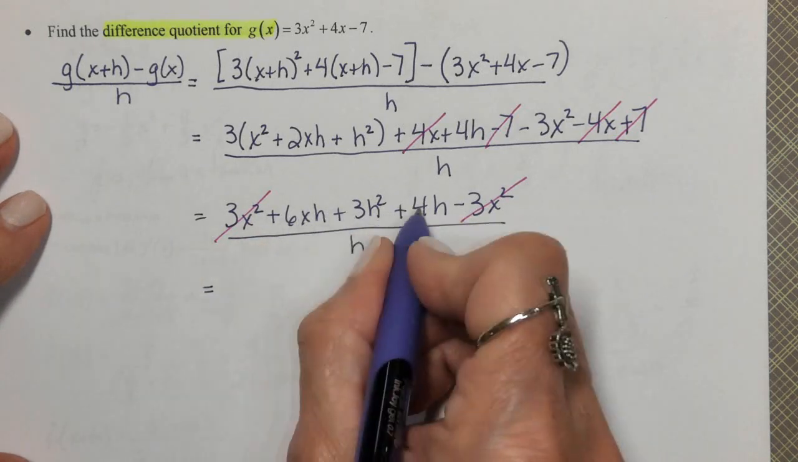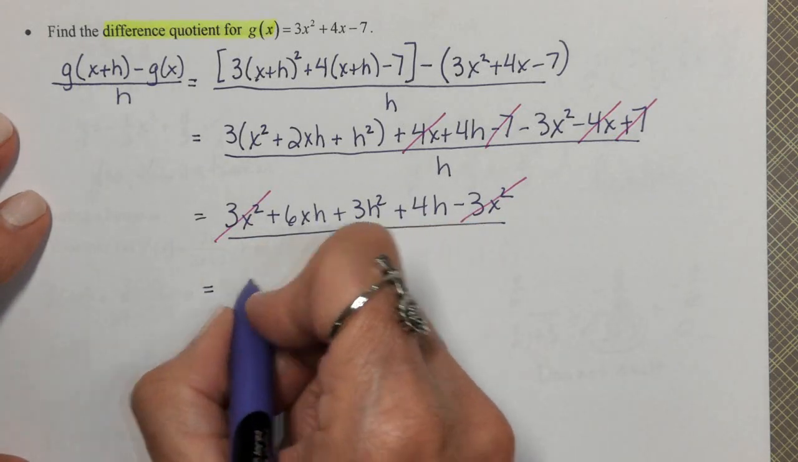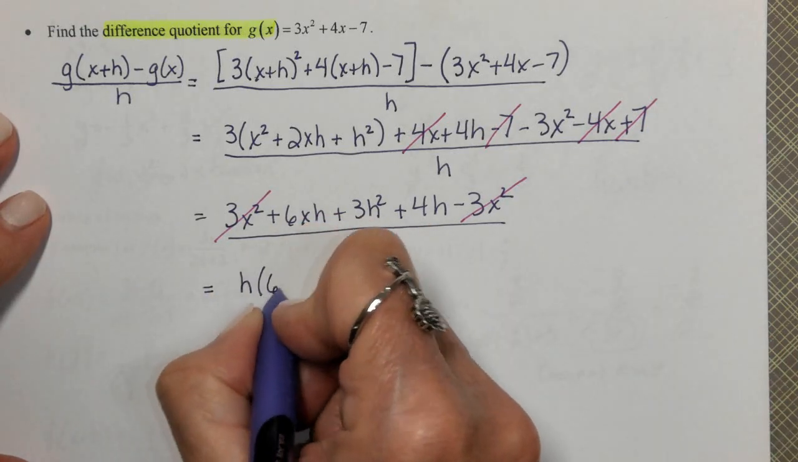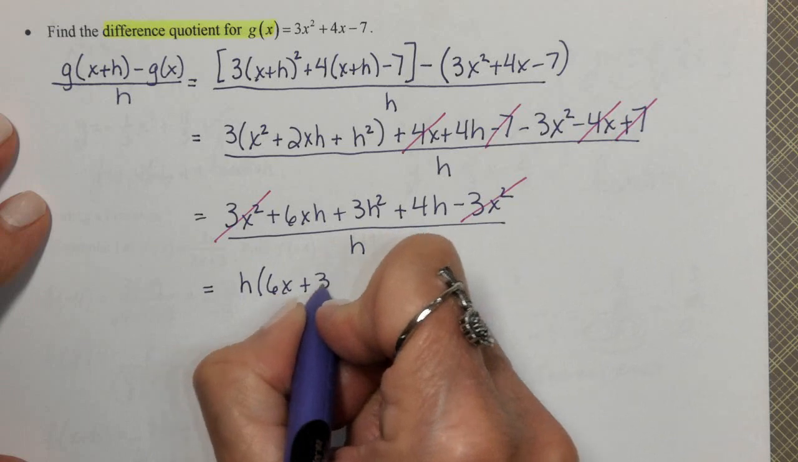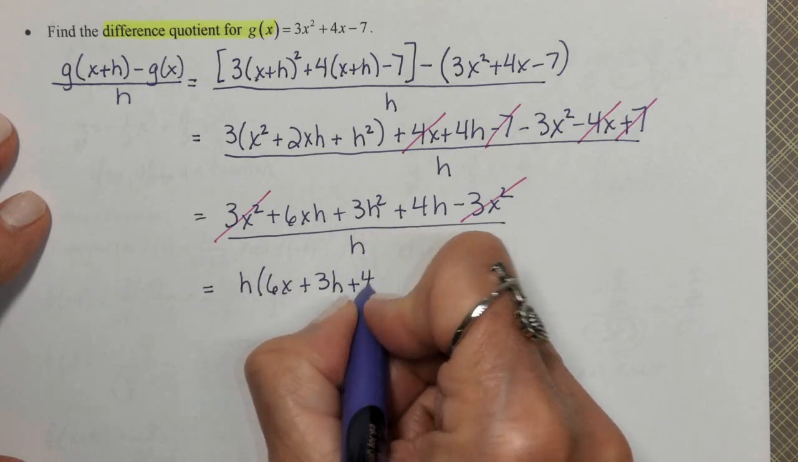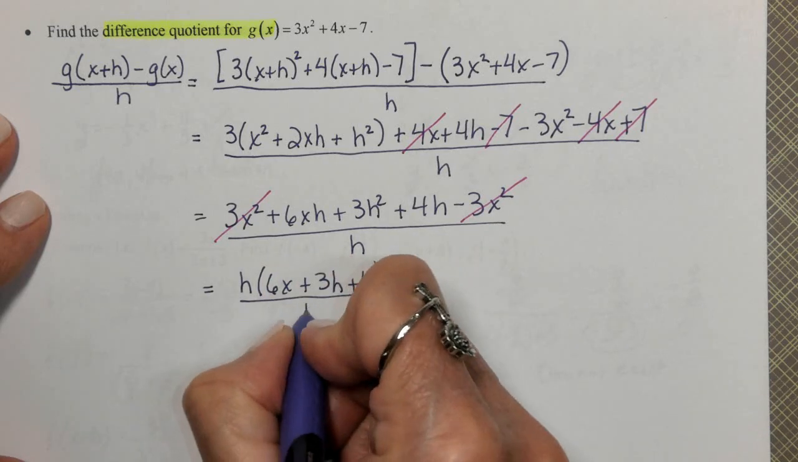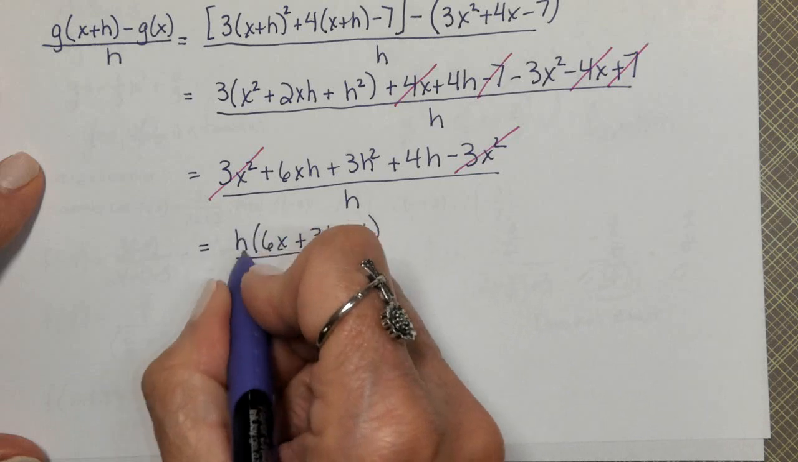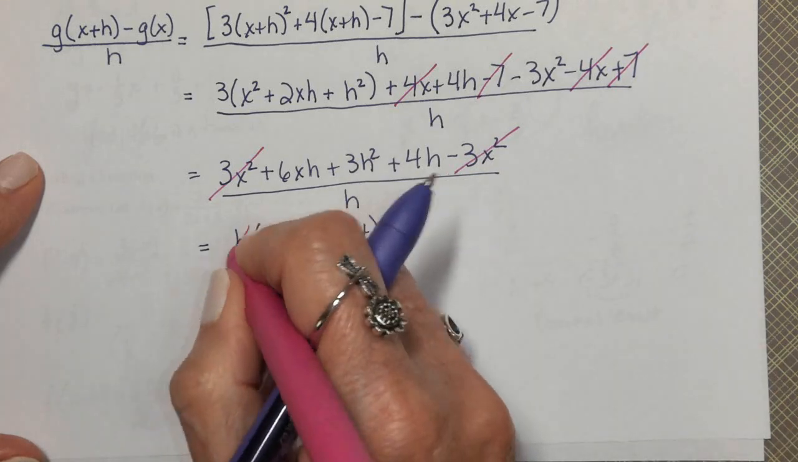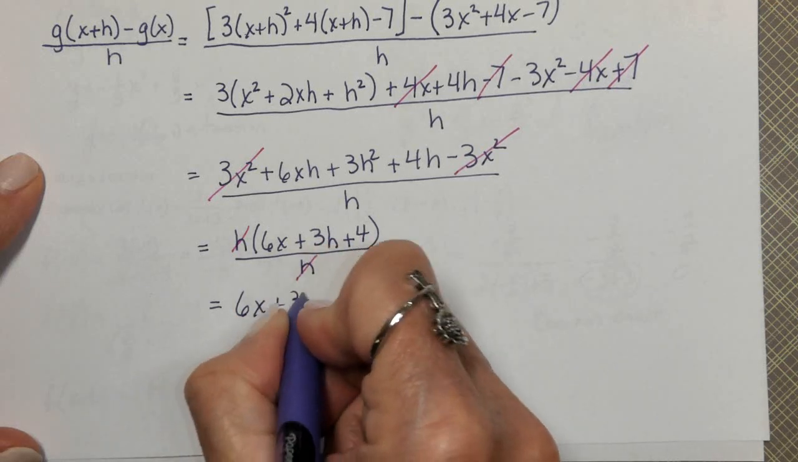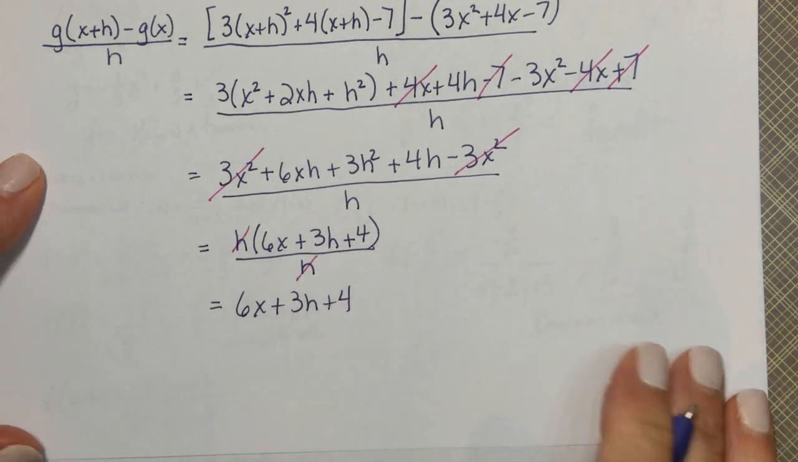I'm going to take an h, that's what's in common up here. I'm taking an h out of everything on top. I'm left with 6x plus 3h plus 4 divided by h. And now these h's cancel, and I'm left with 6x plus 3h plus 4.